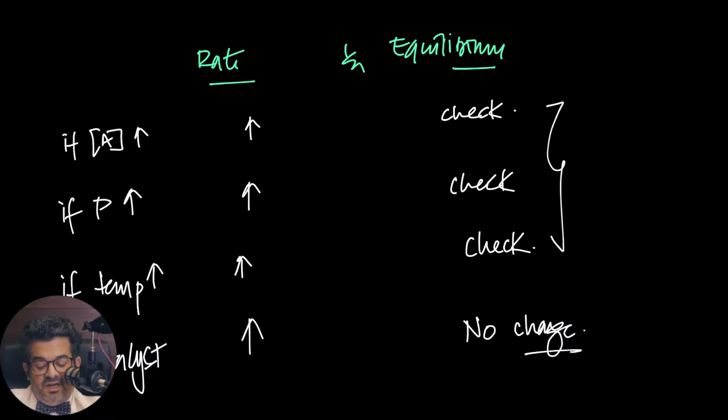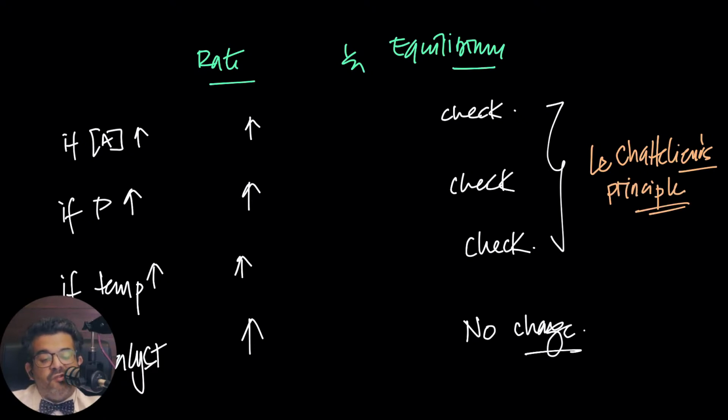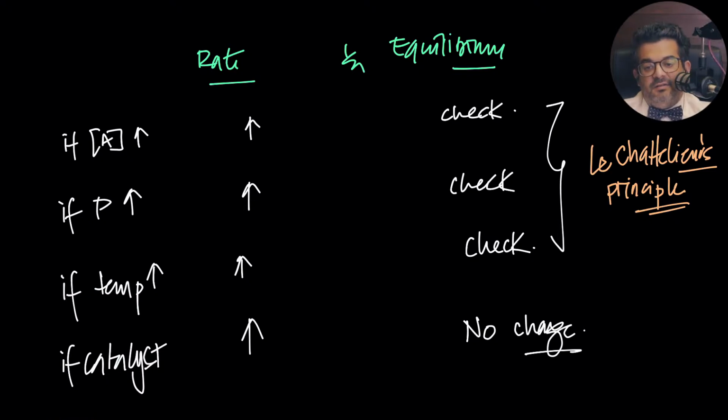Now these 3 checks are from Le Chatelier's principle. I can never remember his spelling. I always autocorrect it. Le Chatelier's principle: whatever external factor is happening, the system will do the opposite, will oppose that change. And that's what I mean by this. All right. Check means check, check, check. Solve it like we just did.